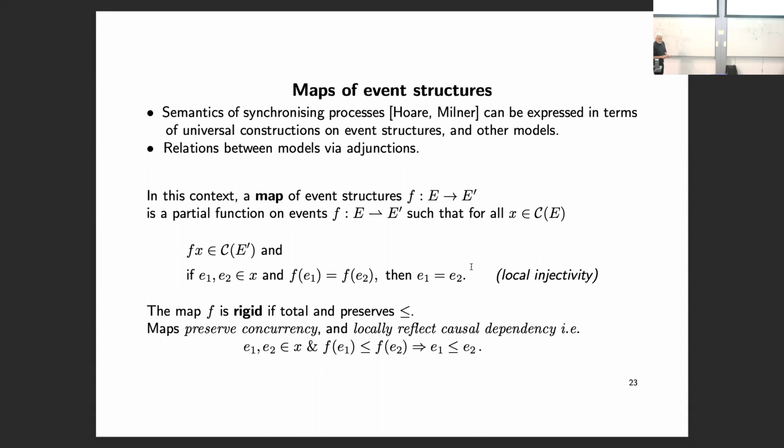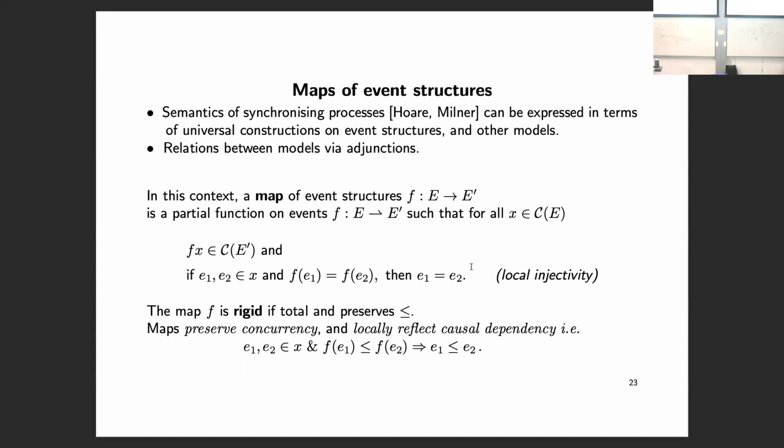Maybe I'll start using another color. That's getting a bit pale, isn't it? Now, what I'm going to show is that then you must have that E1 is causally below E2. In other words, E2 is causally dependent.